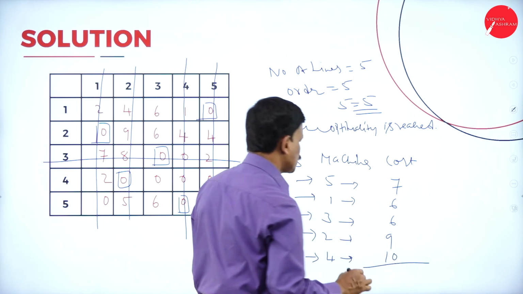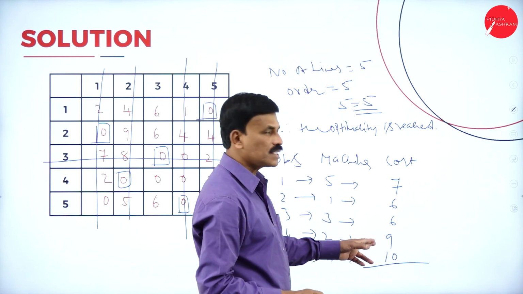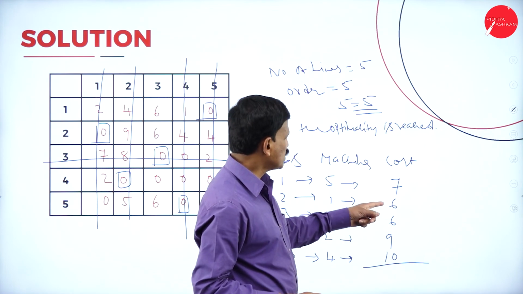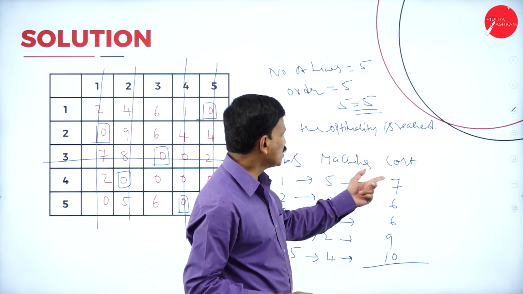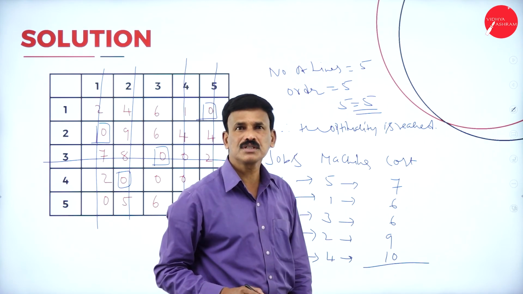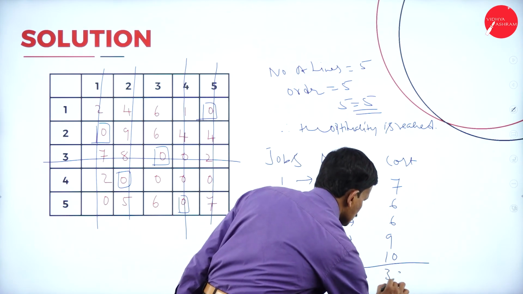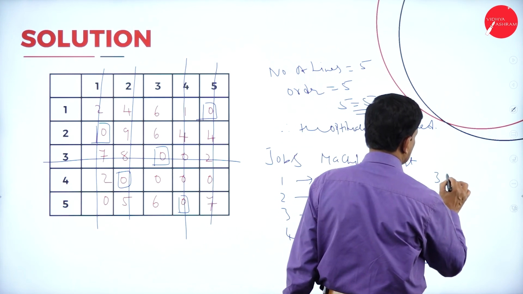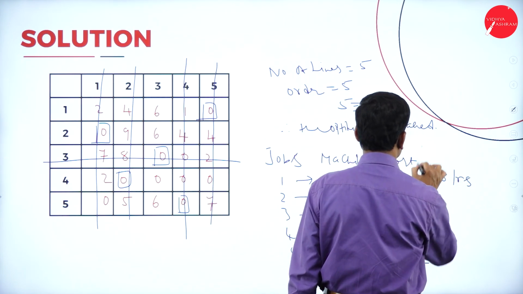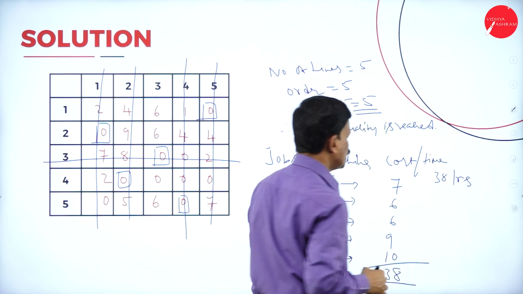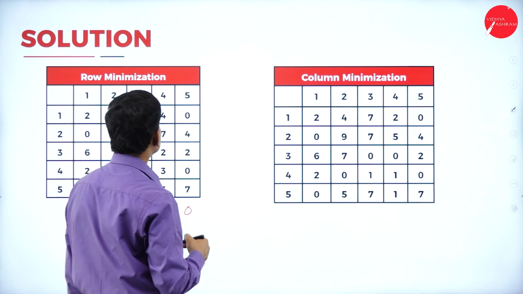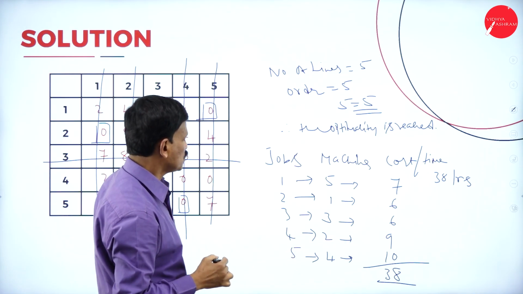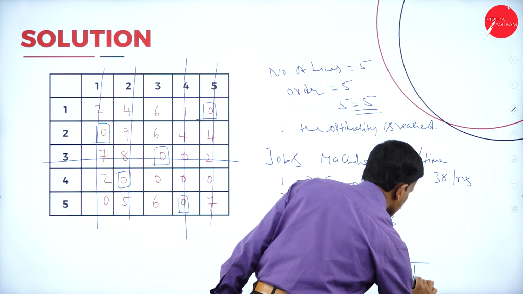Add. What is the total? 10 plus 9, 19. 19 plus 6 is 25. 25 plus 6 is 31. 31 plus 7 is 38. Okay, 38. So therefore, the total time taken is 38 hours.